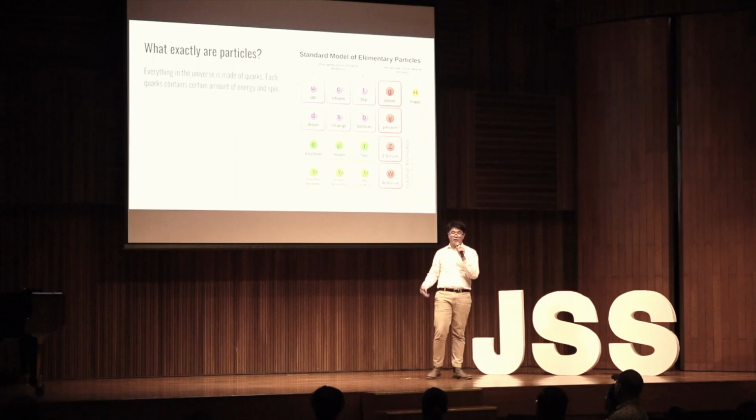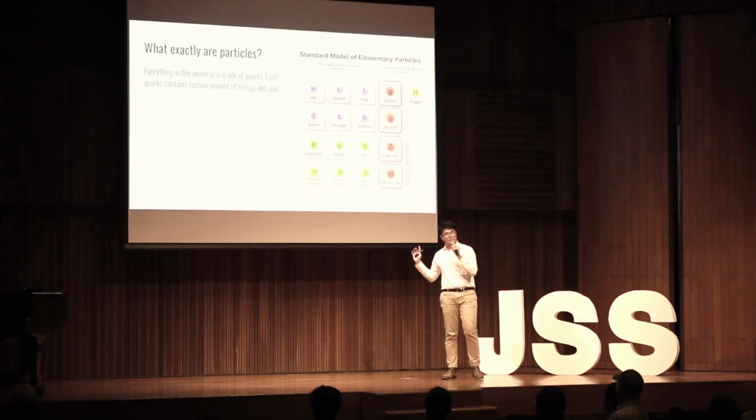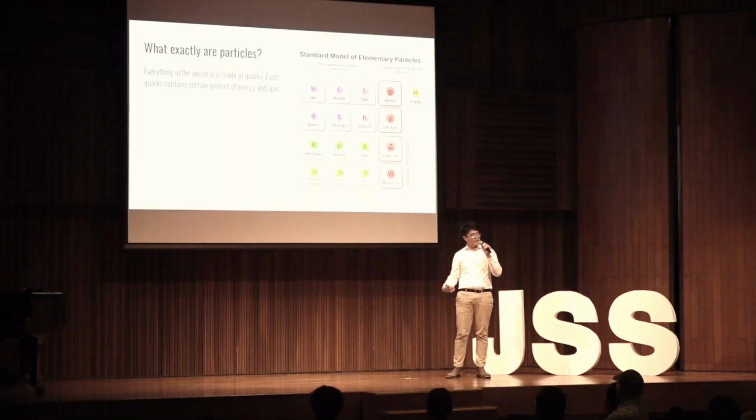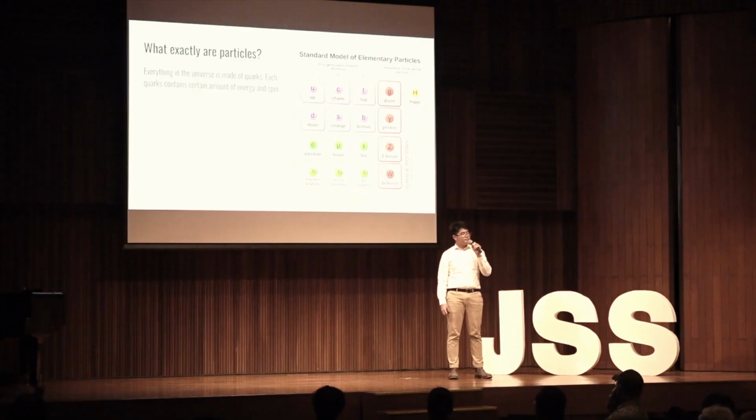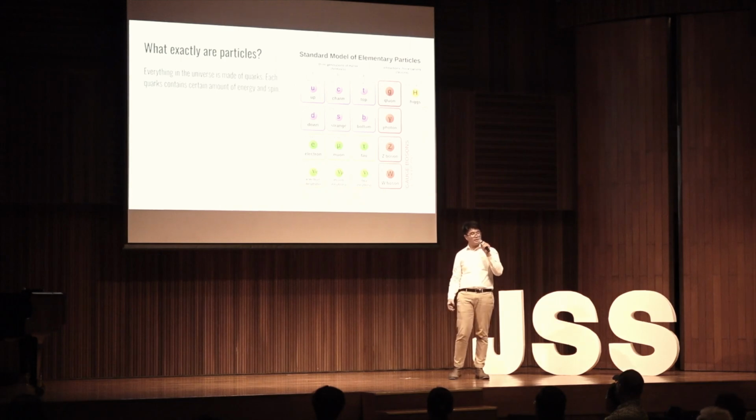So, what are particles? This is the standard model. We have our quarks: up quark, down quark, top quark, bottom quark, charm quark, and strange. Then we have our leptons: electron, tau, and muons. Then we have their neutrino counterparts. And then we have our gauge bosons: the gluons, photons, W bosons, and Z bosons. Then we have our Higgs boson.